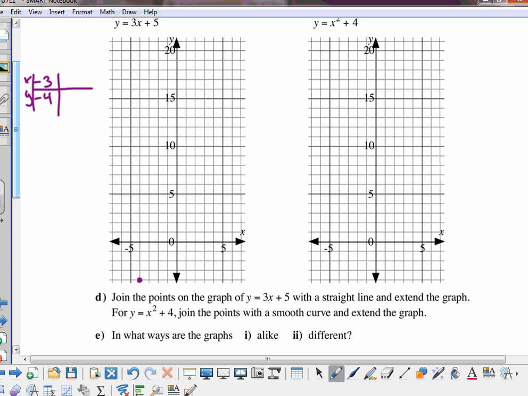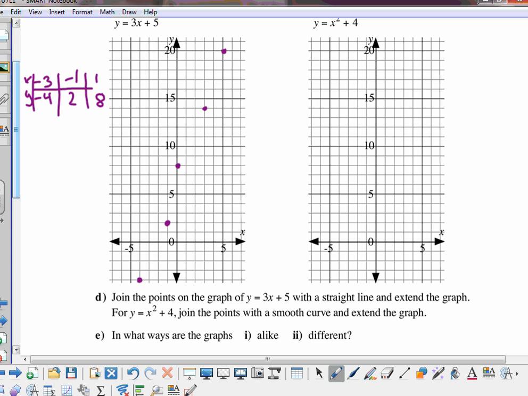Negative 1 and 2 was the next point. So when x is negative 1, y is 2. Okay, so go ahead and plot the rest of those points. You're going to have to turn over the page to figure out what those points were. 1 and 8. So x is negative 1, y is 2, so it means left 1, up 2. And we had 3 and 14, and 5 and 20.